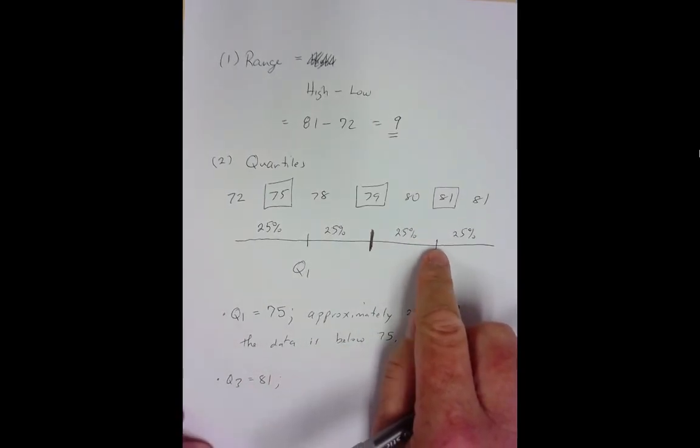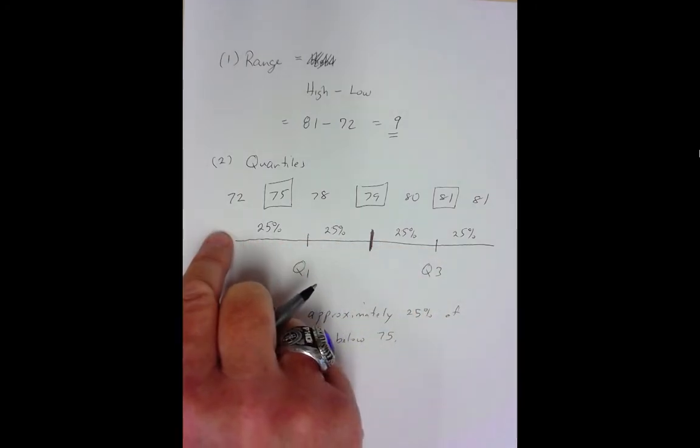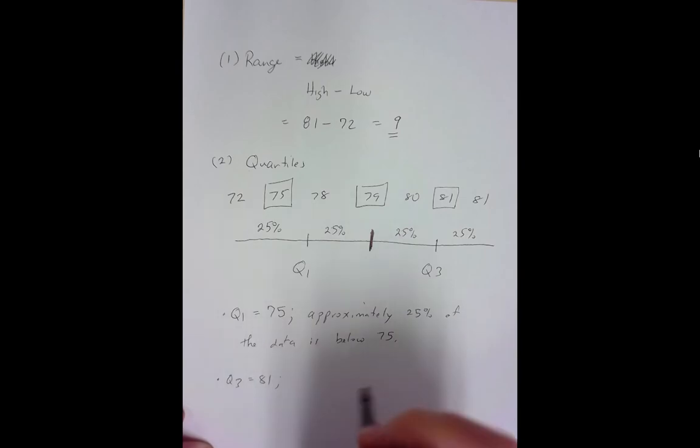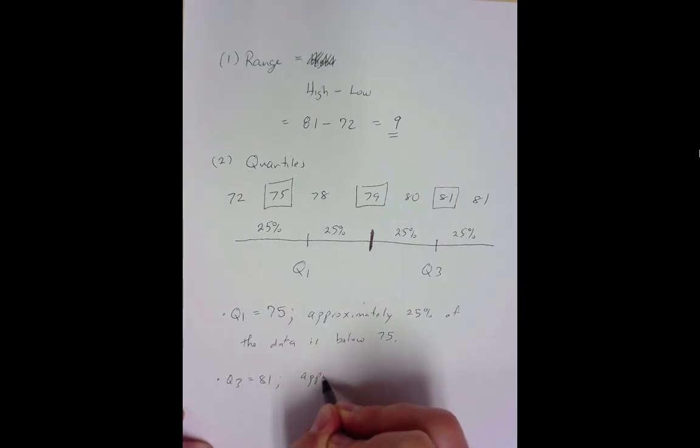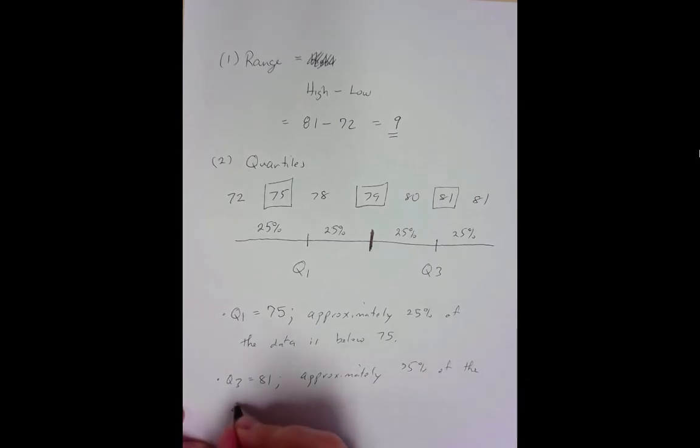But in Q3, what do we have? Well, we have a 25 and a 25 and a 25. We have 75% of the information below Q3, so we can say approximately 75% of the data is below 81.